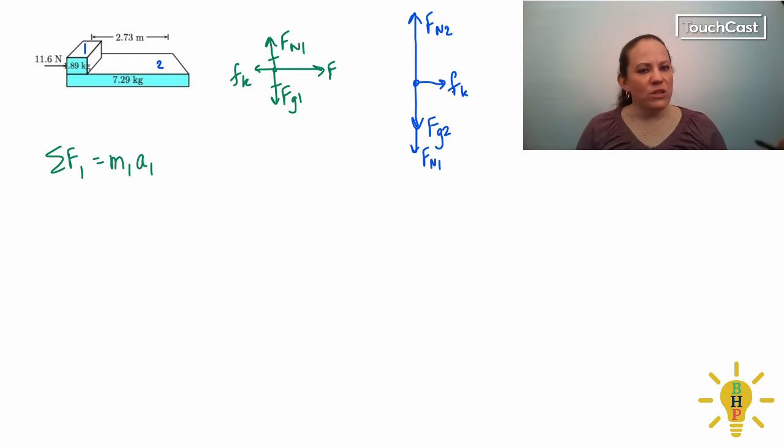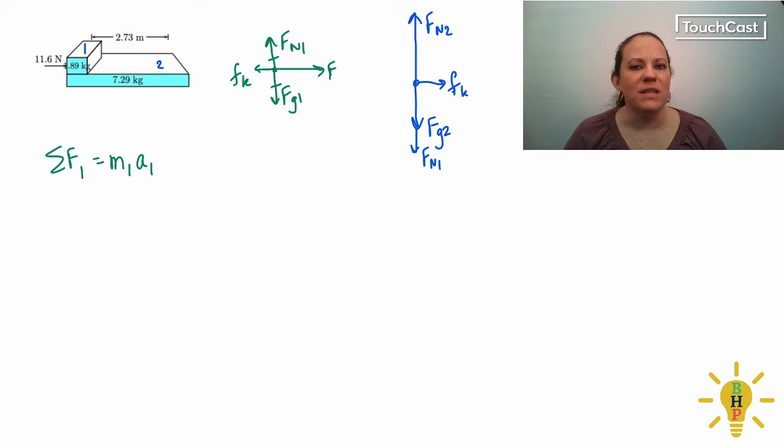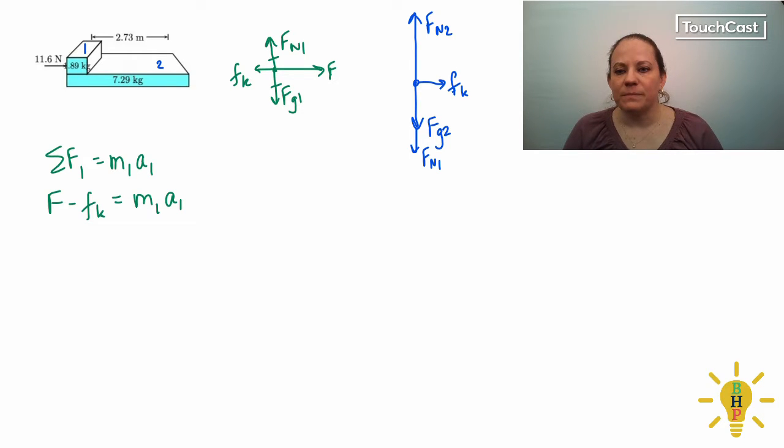And what forces are contributing to the net force on that block? Well, normal force and gravity are balanced. This is why I use the geometry hash marks to indicate congruence there, because they're equal size forces. And so it's going to be the applied force F minus that kinetic friction force that are going to contribute to the net force on that block, multiplied by its mass and multiplied by its acceleration.